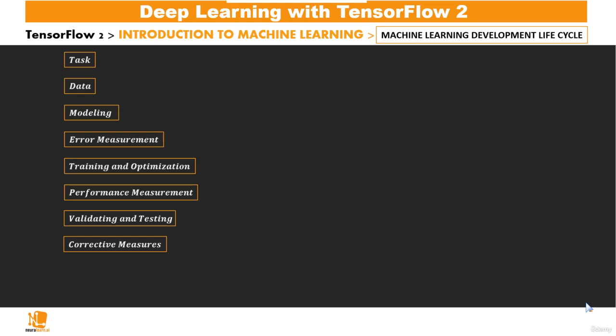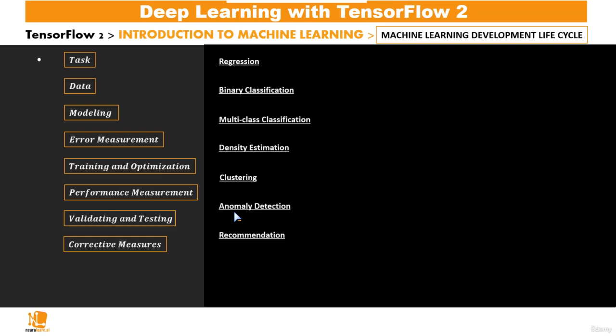Welcome to this new chapter on Introduction to Machine Learning. We shall start with the machine learning development life cycle. We have the task, the data, modeling, error measurement, training and optimization, performance measurement, validating and testing, and corrective measures. Let's get straight away with the task.